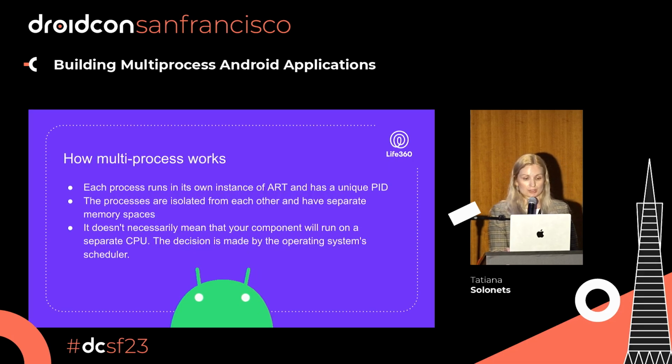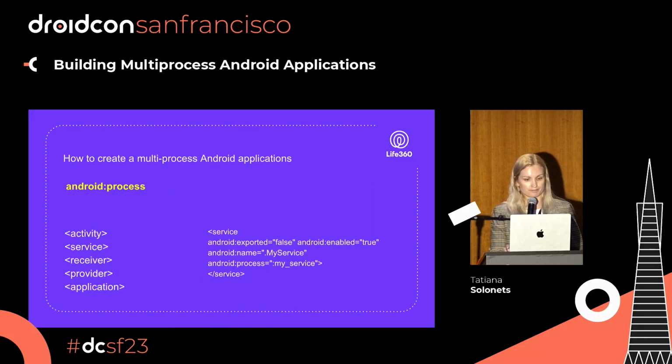So to start with, how does multi-process work on Android? Each process runs in its own instance of Android runtime and has a unique process ID. Processes are also isolated from each other and have a separate memory space. However, just because you have code running in a separate process doesn't mean it's running on a separate CPU. Don't get confused. We have no control over that. The Android system handles it for us.